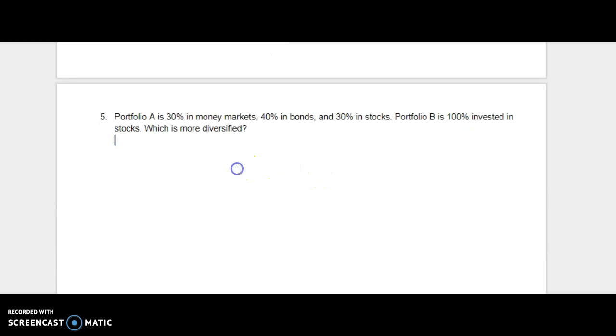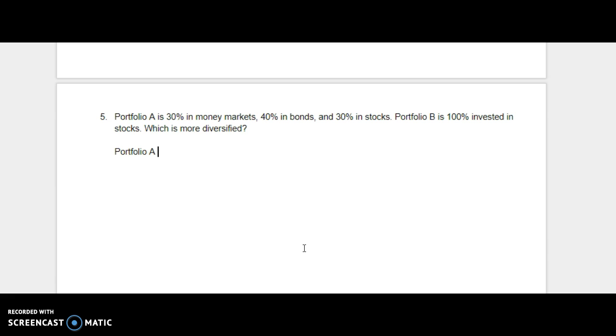Take a look at the last one, number 5. Portfolio A is 30% in money markets, 40% in bonds, and 30% in stocks. Portfolio B is 100% invested in stocks. Which one is more diversified? That's going to be portfolio A. Again, we have taken that risk and we've spread it between money markets, bonds, and stocks. So if anything goes wrong, we've got the other 2 hopefully to fall back on. Portfolio B is only invested in stocks. So if something were to happen to the stock market, that portfolio may end up in a total loss.